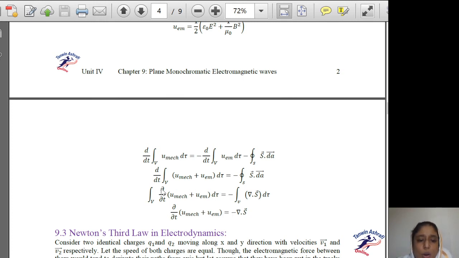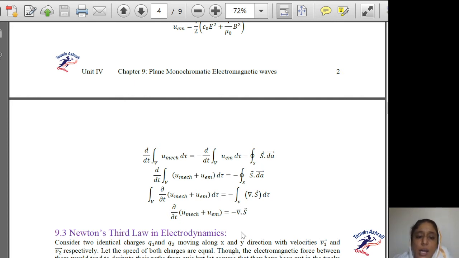Now, if we replace this by the divergence theorem, integration over volume of del dot S, and cut out the volume integration on both the sides, then we will have a partial derivative. We have taken the d by dt full derivative inside the integration, so it becomes partial derivative del by del t. Therefore, del by del t of mechanical energy plus electromagnetic energy is equal to minus del dot S.